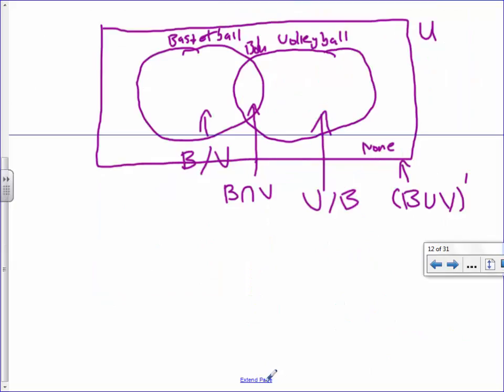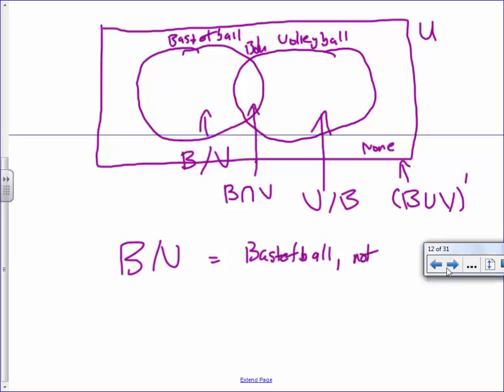So these are the fancy notations I need you to learn. B/V would mean basketball, but not volleyball.